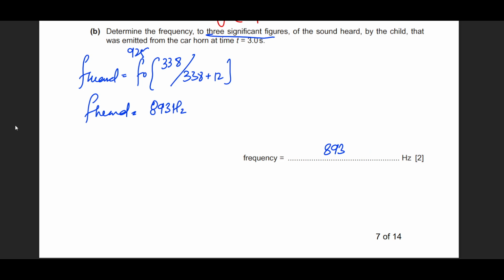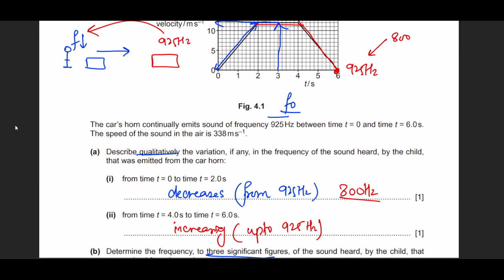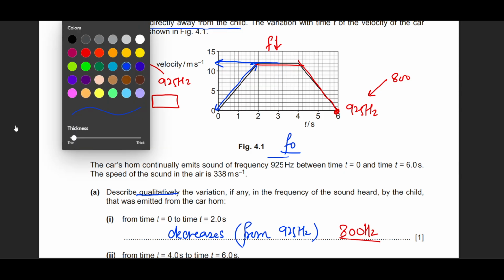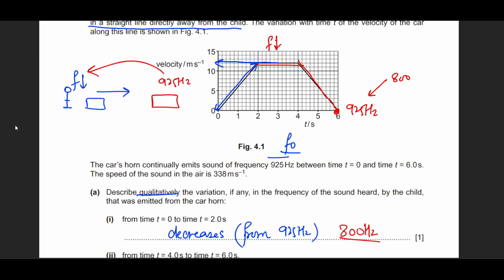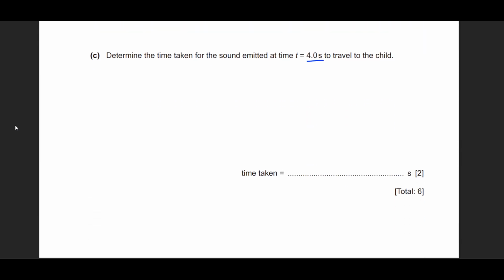Okay, fine. So part C, he says determine the time taken for the sound emitted at time t equals 4 to travel to the child. Up to t equals 4, first we need to understand how far the object has gone away from the child. How far away is it? To understand how far away it is, we need to find the distance. And in order to find the distance, we need to find the area under the velocity time graph.